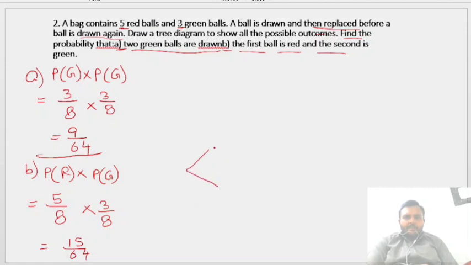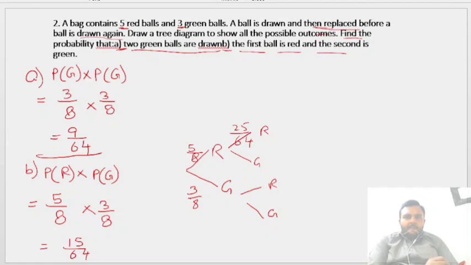We can make it like this. So let me write here red and then green. So for red it is 5, and for green it is 3. Let me write here 5 upon 8, total are 8, and here 3 upon 8, and then make like this. Again red, green, also here red, and here green. So here red with red, how much? 25 upon 64, that's simple.